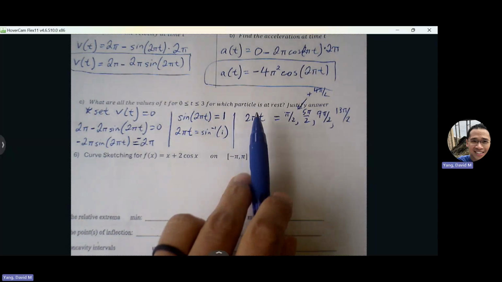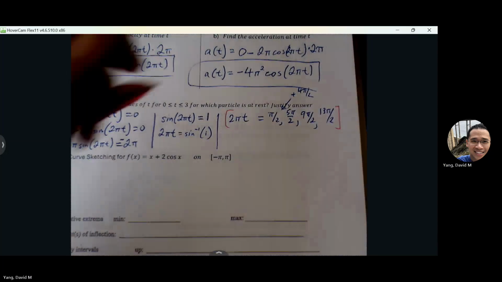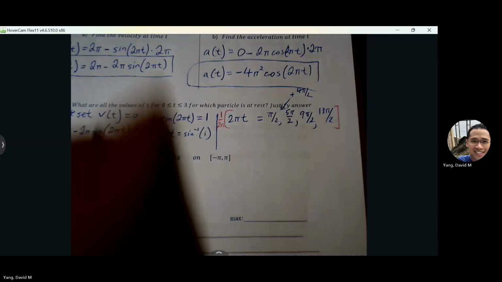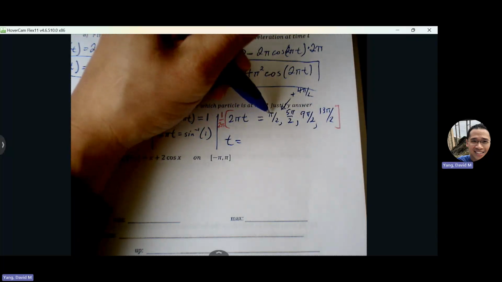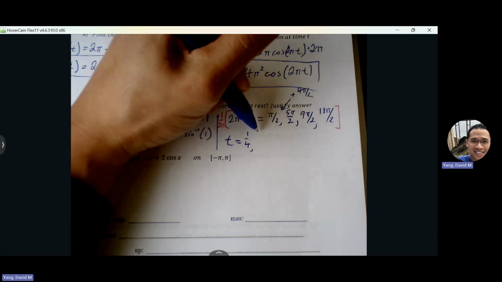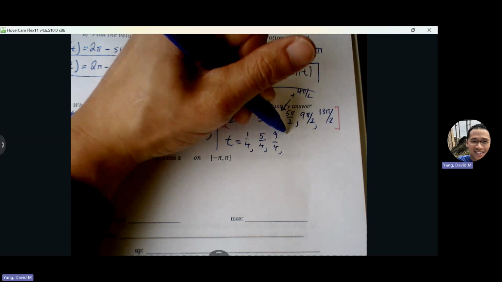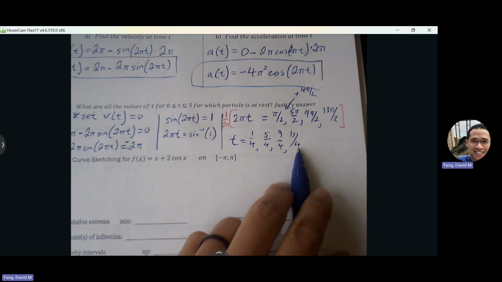Okay, one final step, divide by 2 pi. That's the same thing as multiplying by one over 2 pi. Pi's cancel out. I'm left with 1/4, 5/4, 9/4. Okay, we're only looking for values between 0 and 3. I think 13 over 4 is past 3.